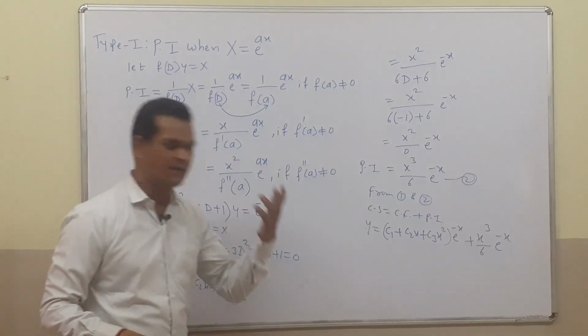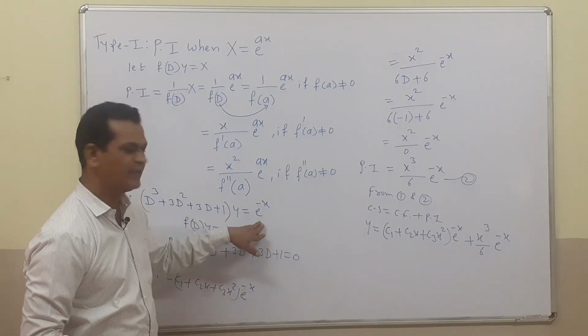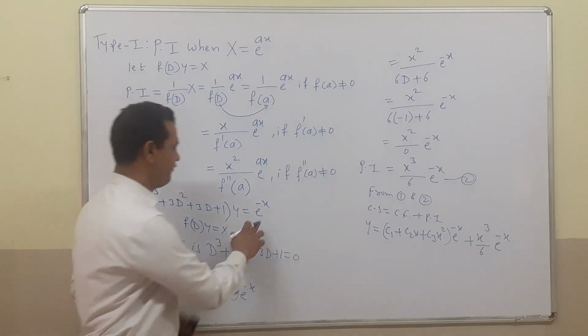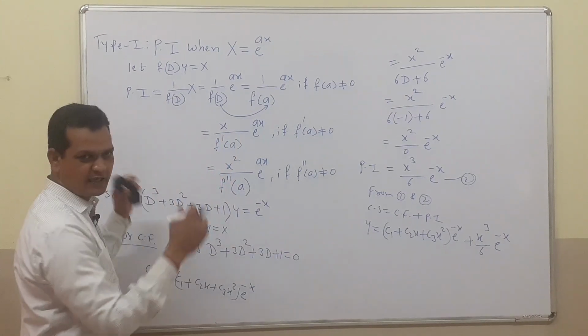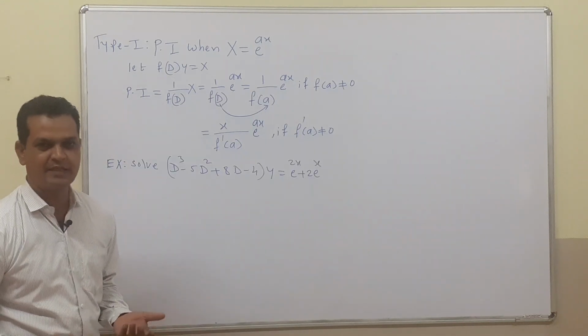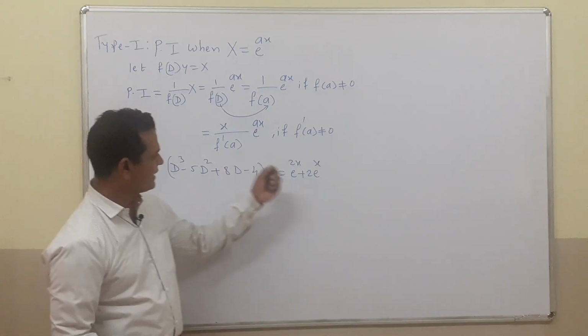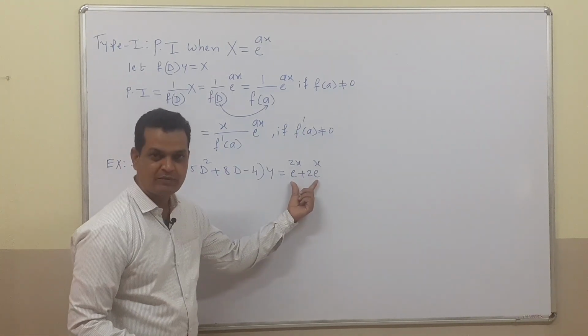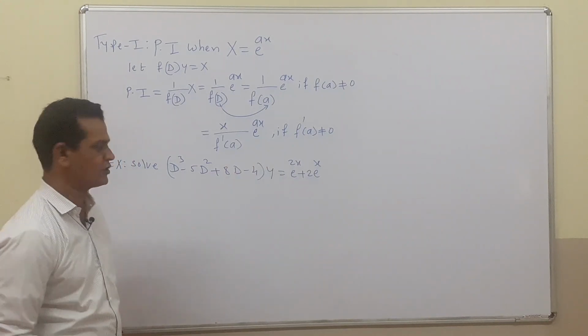Now in the previous 3 examples, we took a single term on the right hand side. So what happens when more than one term is present on the right hand side? To understand this concept, let's take the next example. In the previous 3 examples, we considered only a single term on the right hand side. Now take an example where 2 terms are available on the right hand side. Then how do we find the value of the particular integral of this equation?